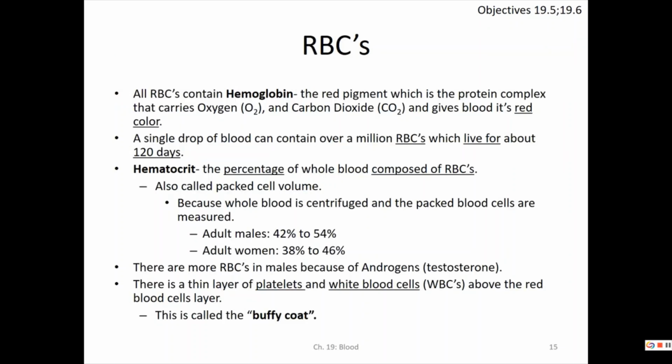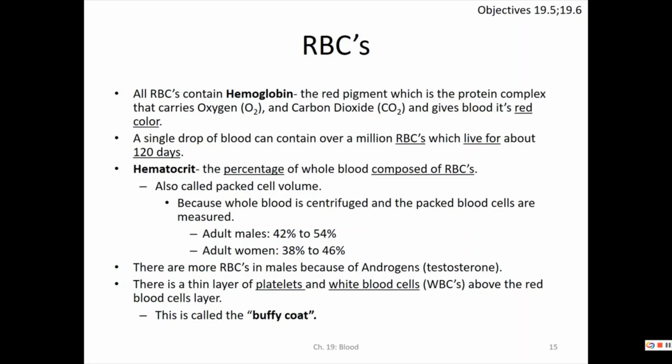All right, now red blood cells, remember, have hemoglobin. Hemoglobin is the red thing that causes blood to be red. Blood's red color comes from this protein, hemoglobin. It carries oxygen, O2, and carbon dioxide, CO2. And just to let you know, if I were to take one drop of blood and drop it out of a needle, there's over 1 million red blood cells in there, and they all live 120 days.